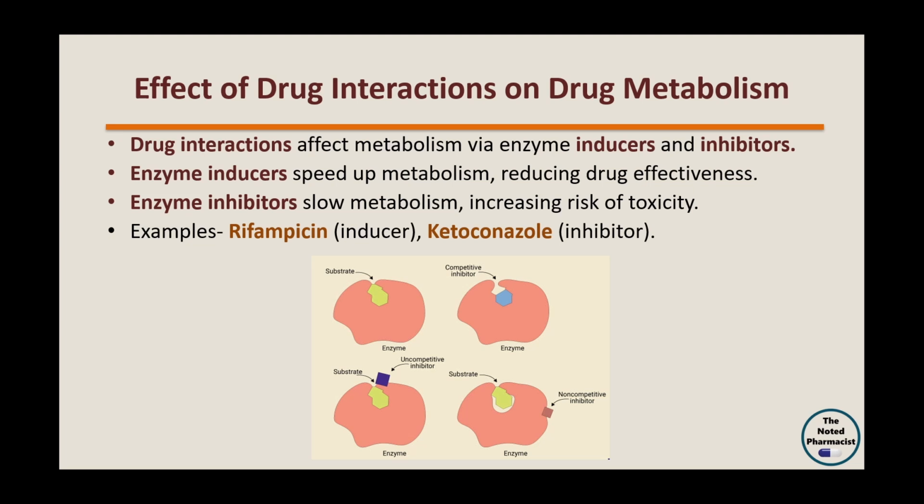Drug interactions significantly impact drug metabolism, especially through enzyme inducers and enzyme inhibitors. Enzyme inducers, like rifampicin, can increase the activity of enzymes, leading to faster drug metabolism and reduced drug effectiveness. On the other hand, enzyme inhibitors, such as ketoconazole, slow down enzyme activity, resulting in higher drug levels and potential toxicity. Understanding these interactions helps in predicting and managing drug responses and avoiding adverse effects in patients.